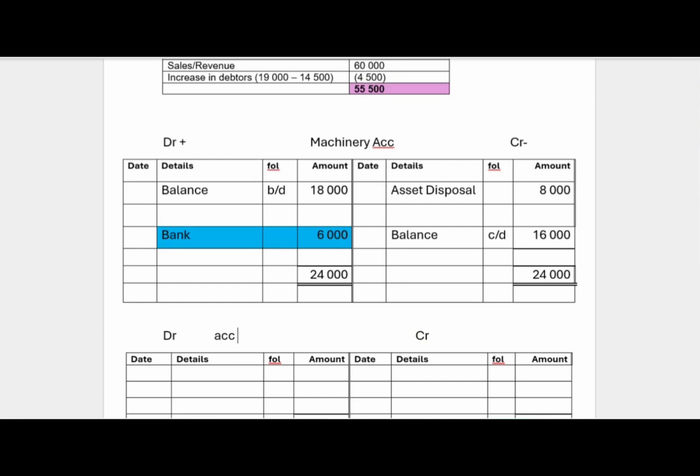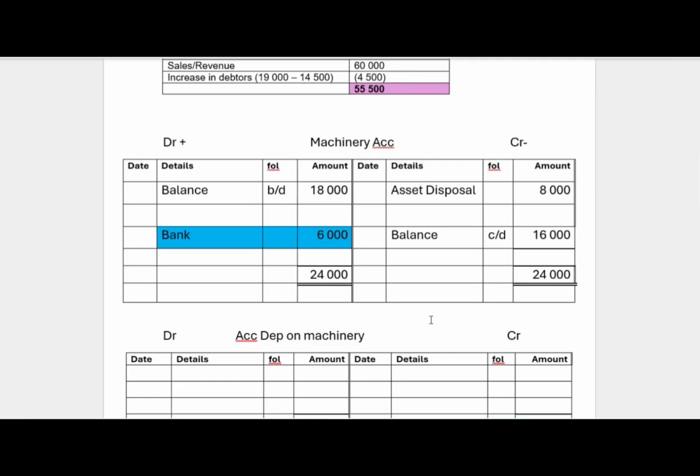Accumulated depreciation on machinery. Just want to make sure things are in order here. All right. And then we are going to prepare this.